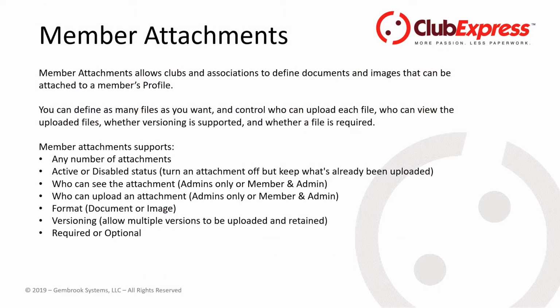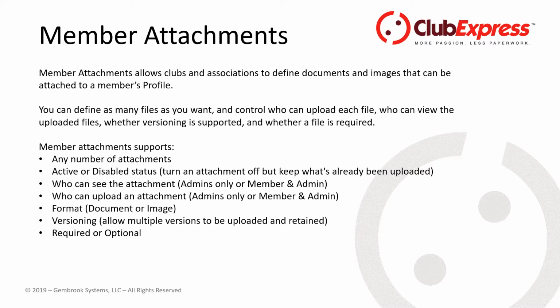Member attachments is a new feature in ClubExpress. This allows you to define the kinds of documents and images that can be attached directly to a member's profile. This might be because you want a copy of an insurance form for them or a license. An example that we used a couple of weeks ago was a yacht club where somebody wants to berth their boat and the club says, okay, before you can berth your boat, you have to show us proof of insurance and title. Otherwise, we're not going to let you berth the boat.